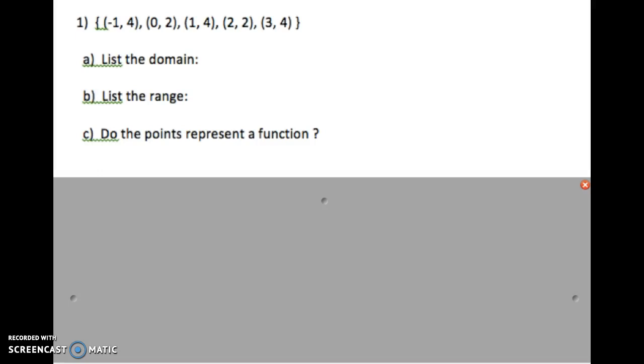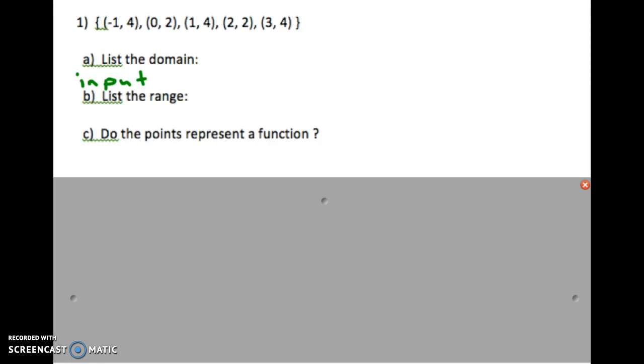Hi, we're about to start our Algebra 2 Unit 2 test review. We're looking at problems 1 through 4 here. The first two, 1 and 2, deal with domain, range, and whether something, in this case the list of points, is a function or not. Let's start with domain.